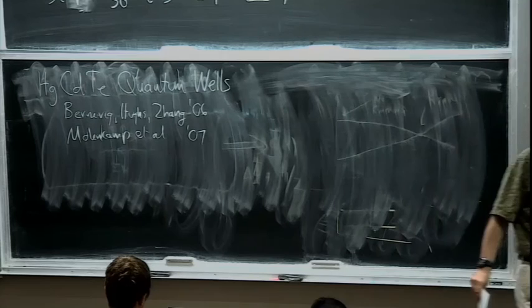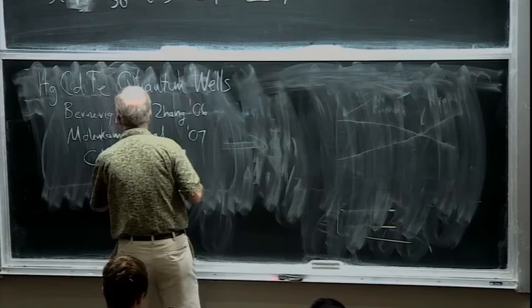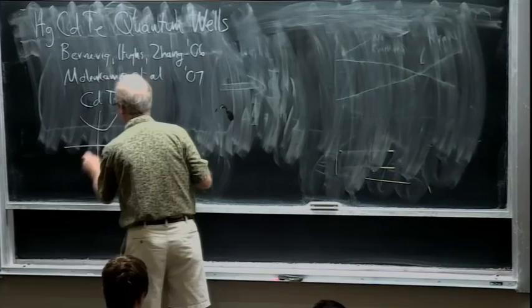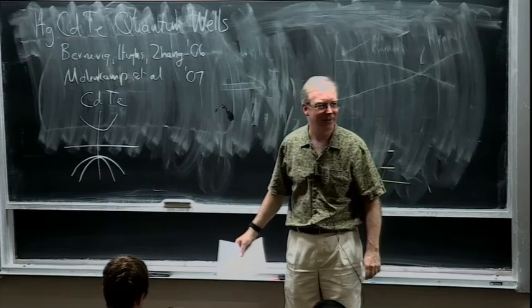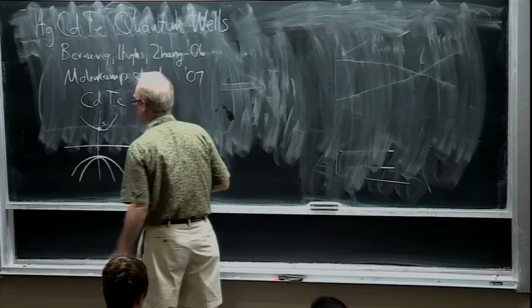So the thing about mercury cadmium telluride, it's a semiconductor. Okay, it's a usual semiconductor. So cadmium telluride is actually kind of a conventional semiconductor in the sense that it has the band structure that a usual semiconductor has. Okay, it's sort of like gallium arsenide. It has sort of S-like states in the conduction band and P-like states in the valence band.